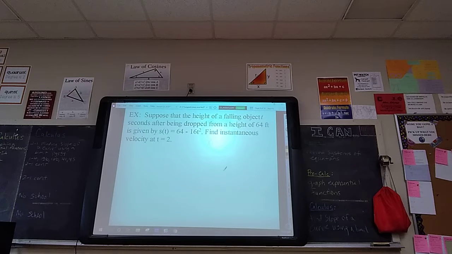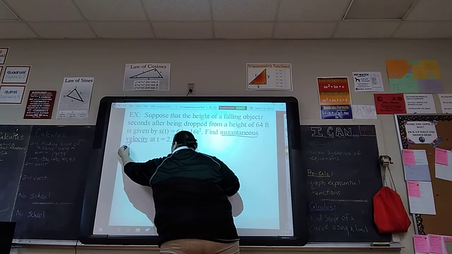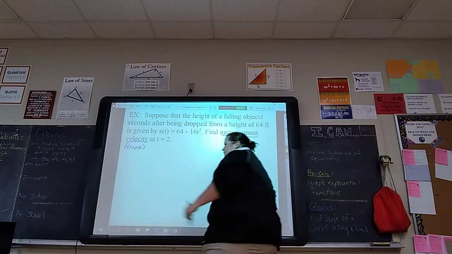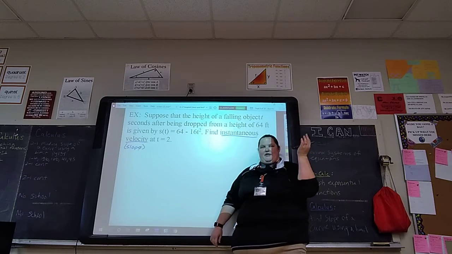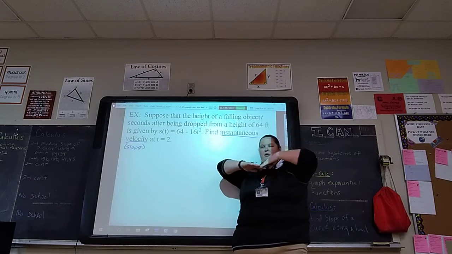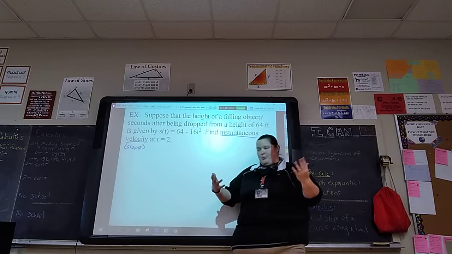Alright, suppose that the height of a falling object t seconds after it's being dropped is given by this position function. Okay, so we have a position function: S of t equals 64 minus 16t squared. We're gonna find the instantaneous velocity. Whenever you see this phrase, instantaneous velocity, that's how you find the slope. So all you have to do for part A is find the slope, and we have found the velocity. Does that make sense? Don't worry about writing an equation. You're just worried about finding velocity, which is finding slope.